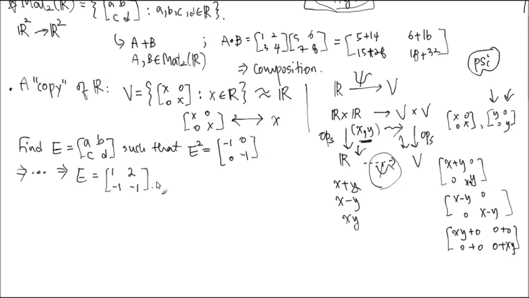If you actually try to multiply it by itself, you can easily verify that it's -1, 0, 0, -1. Okay? So this is a matrix whose square behaves just like -1, a real number, right? So let's do the same thing. That was V, the copy of real numbers. I'm going to extend it to W.